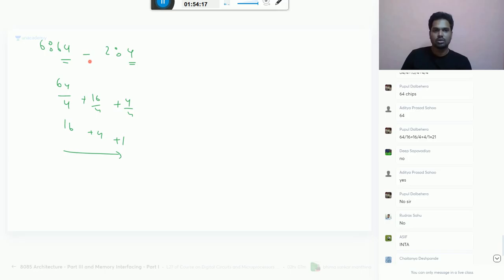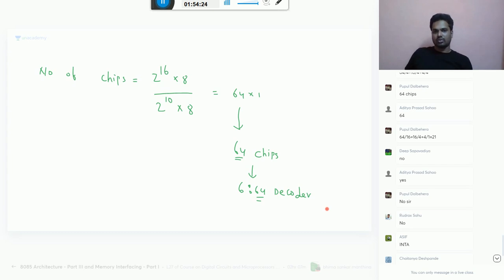So total 21. That is the question. Any doubt, please ask. You require 64 chips, but select 64 chips. I need 6 by 64. 10 address lines are directly used. The 6 address lines are given to decoder. Okay, 6 by 64 decoder is required.